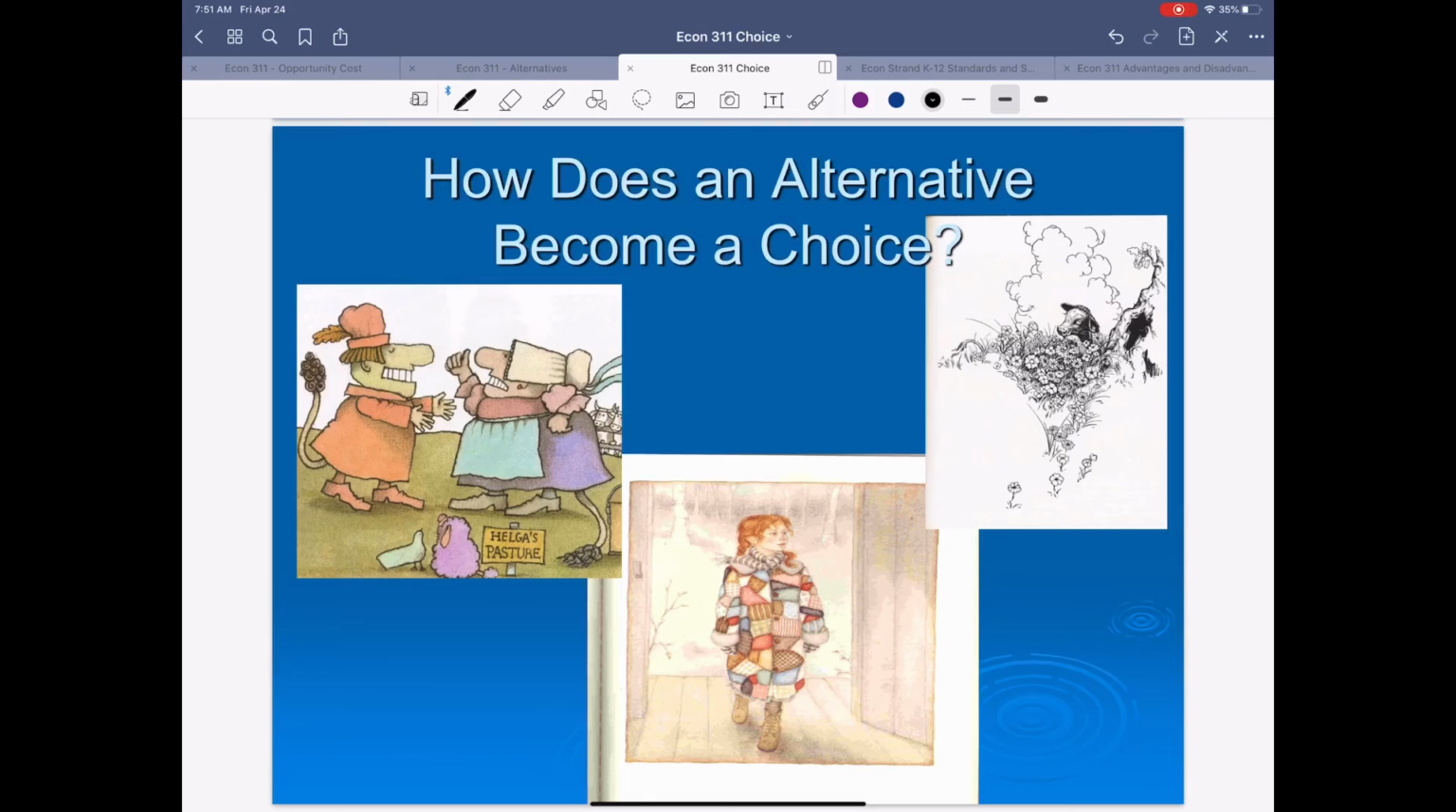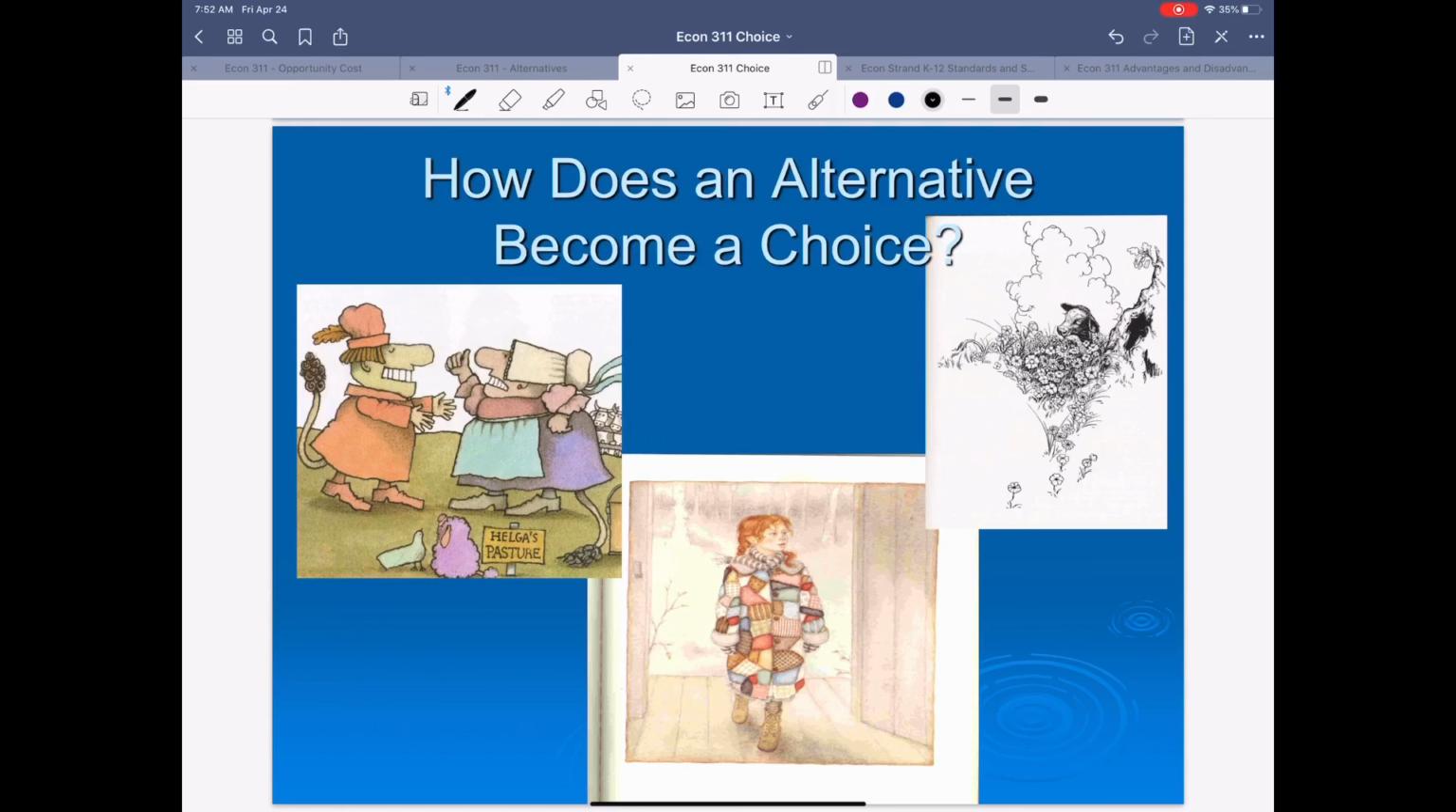So how does an alternative become a choice? It is by that process of selecting the alternative, which again sounds really basic to us as adults, but this is what we want to really impart to our students. The power of decision making: taking alternatives, weighing them, looking at advantages and disadvantages, weighing them against each other, and selecting the one that, from our perspective, or from the character's perspective in these stories, is going to most likely achieve that goal. It doesn't mean that all decisions are made perfectly and with perfect foresight.